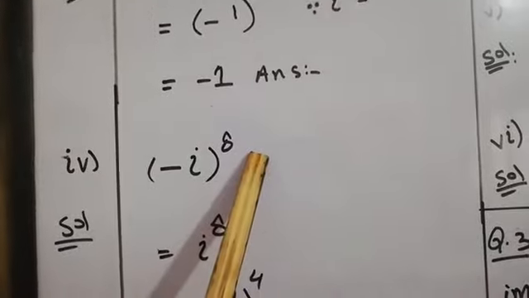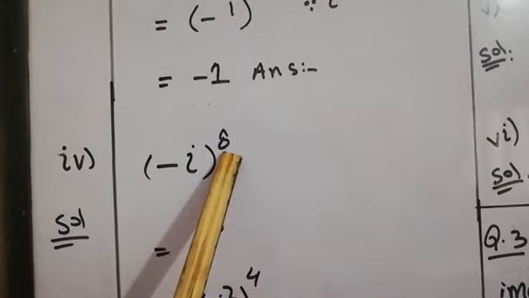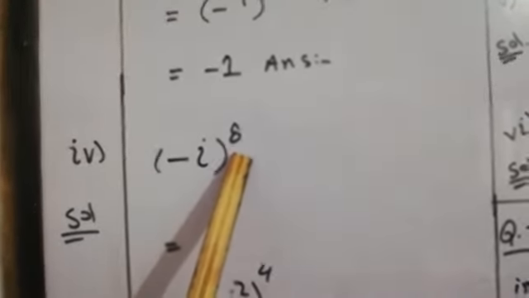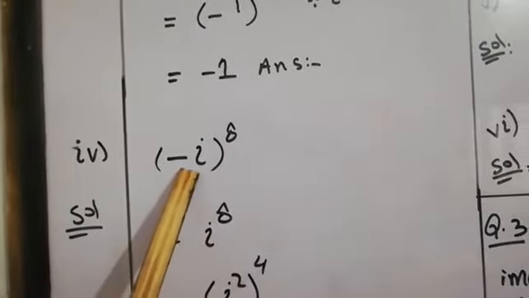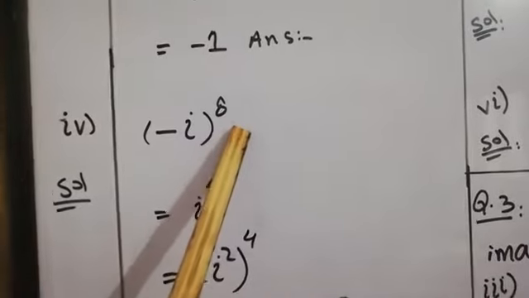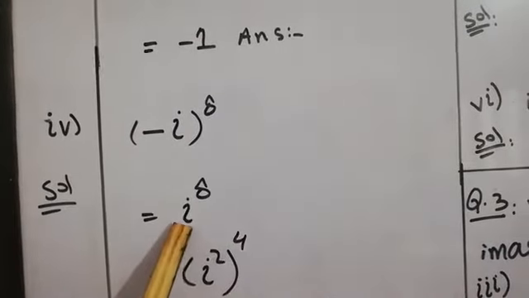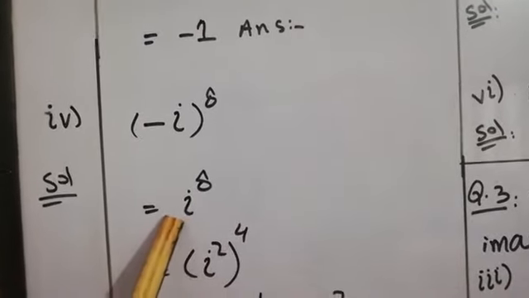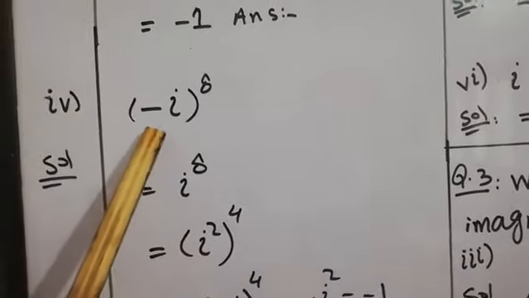Part number 4, minus iota whole raised to power 8. First of all, you see that 8 is an even number. So first of all, we will write this as a positive value, because when the power is even, then the answer will be in the positive form. So it becomes iota raised to power 8.